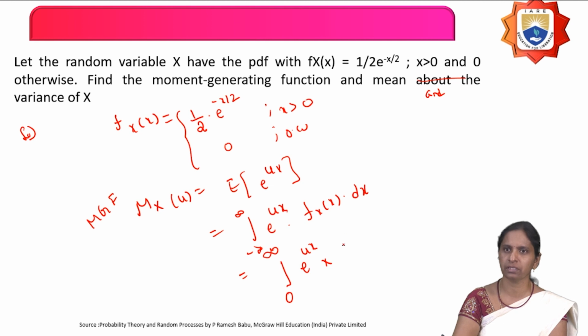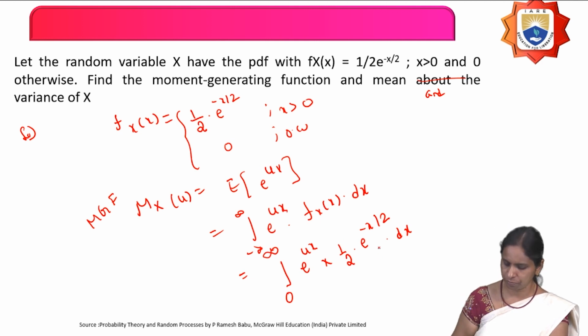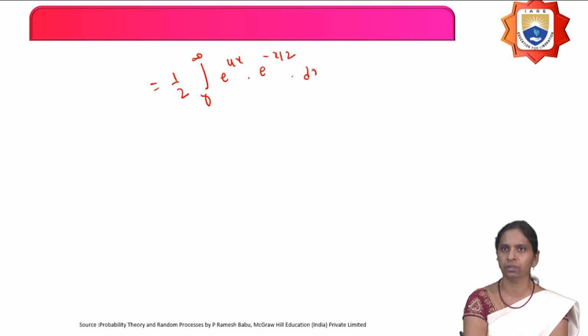What is fx of x here? 1 by 2 into e power minus x by 2 into dx. For other values, nothing but from minus infinity to 0 it is 0. So 0 into something you are going to get 0. Therefore, the limits of x have been replaced by 0 to infinity and the density function has been defined by 1 by 2 into e power minus x by 2. Now, take 1 by 2 outside, then you can write as 1 by 2 integration 0 to infinity e power ux into e power minus x by 2 into dx.